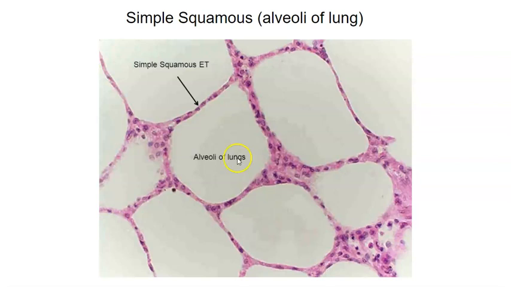Here's the alveoli of the lungs. Remember, gas needs to exchange rapidly. So this is a single layer, simple squamous epithelium found in the lungs.